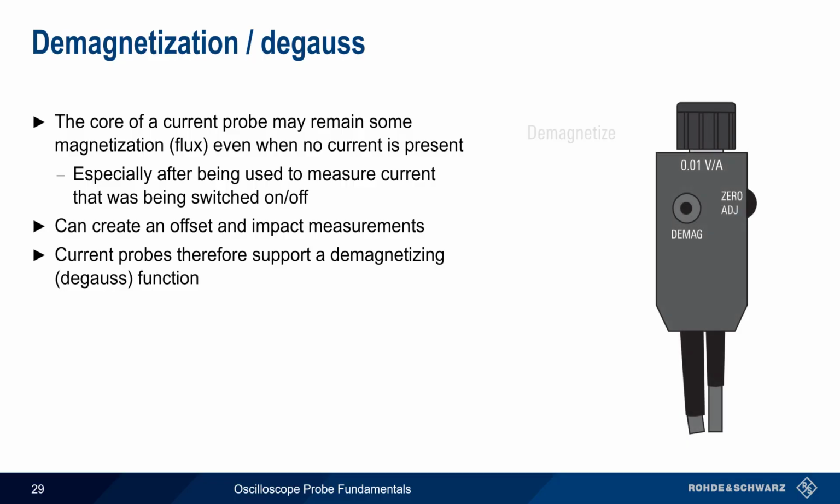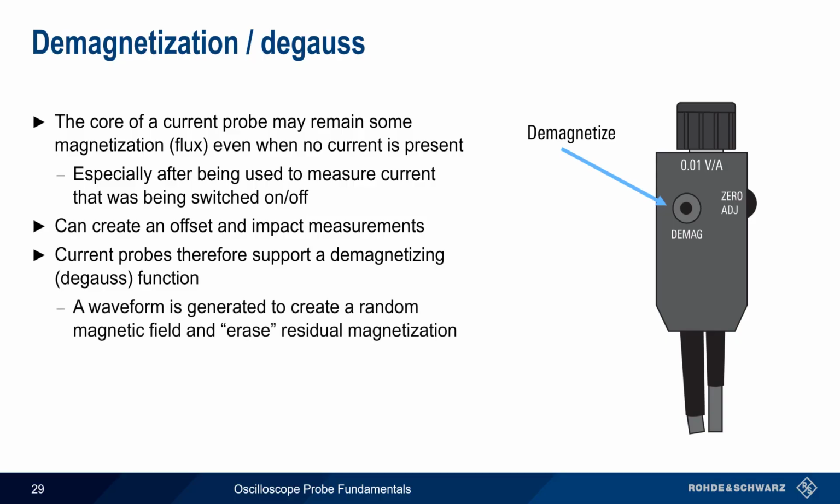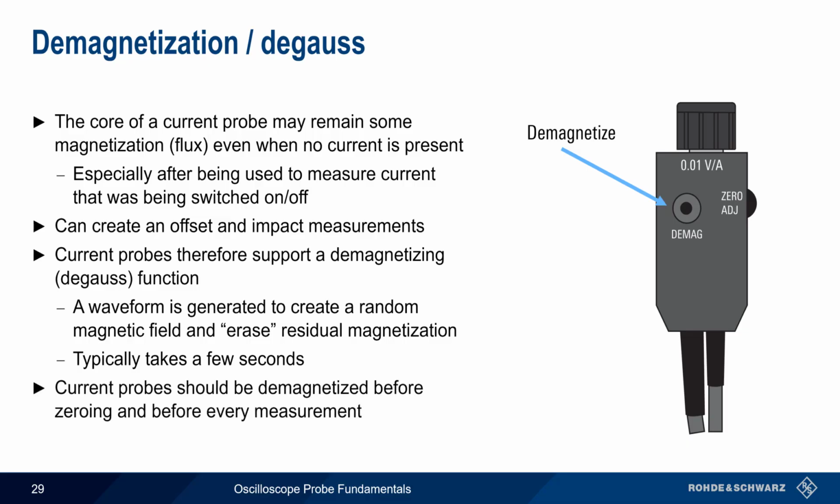Most current probes support a demagnetizing or degauss function that can be launched either from the probe itself or via the scope's user interface. A special waveform is generated such that it creates an essentially random magnetic field that erases any residual magnetism in the probe. This is normally a very quick process that only takes a few seconds. Therefore, whenever using current probes, it's a good idea to demagnetize or degauss the probe, both before zeroing as well as before making any measurements.